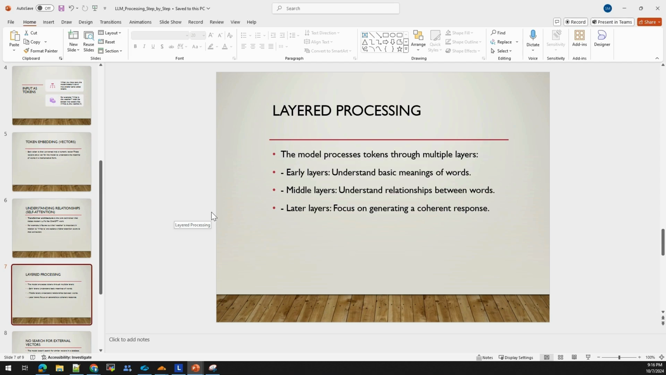The next step is layered processing. Think of the LLM as a multi-story building. Each floor, or layer, has a different job. The lower floors focus on basic word meaning, while the higher floors understand more complex relationships and context. It's like learning to crawl before you can walk and run.